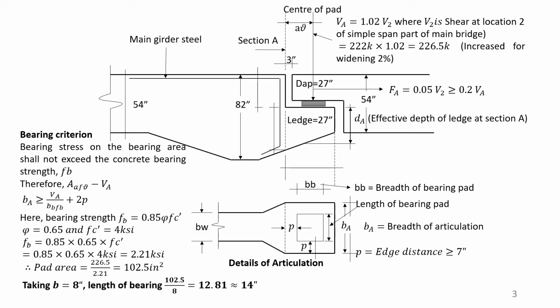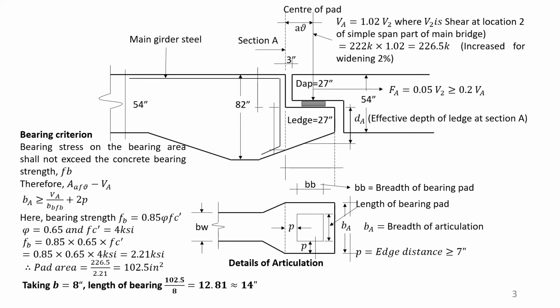These bearing pads are neoprene pads. Steel sheets are embedded in a special type of rubber, and these are found in different sizes, and these will bear the load through this pad. The load from the top portion, that is the dapped end, will transfer to the ledge portion. And we have to first of all find out the size of this bearing pad.